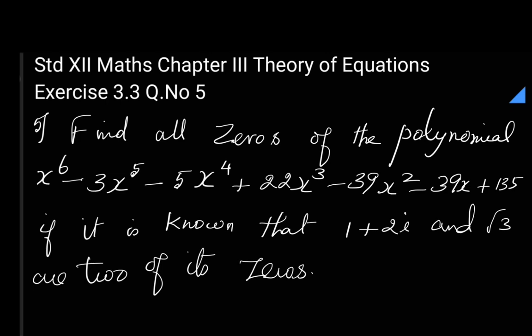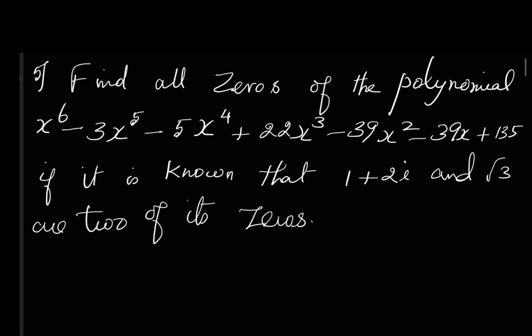So therefore it must have 6 roots, and they have given two of the 6 roots, 1 plus 2i and root 3. So you have to find the remaining 4 roots. See, one root here is 1 plus 2i, a complex root, and the other is an irrational number. We know that complex roots occur in pairs. If one root is 1 plus 2i, its conjugate 1 minus 2i is also a root.